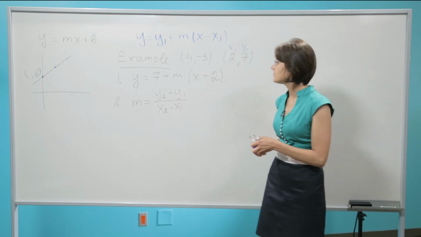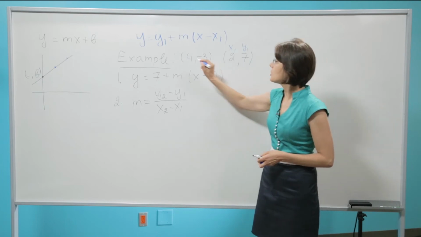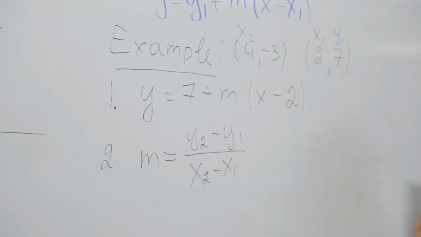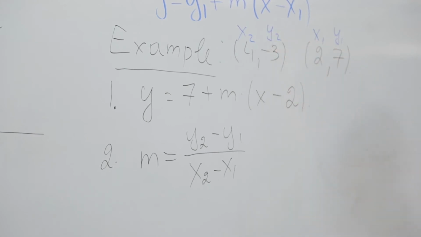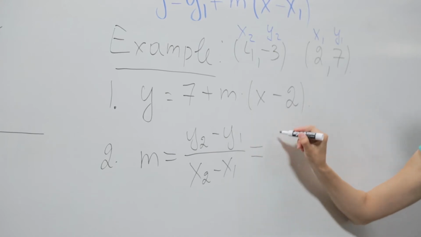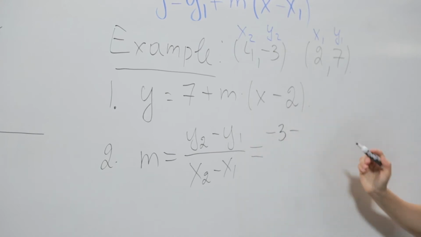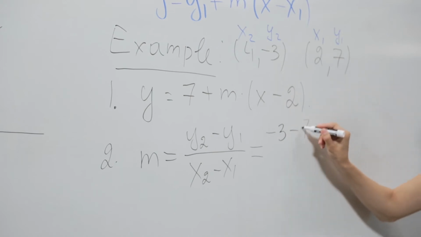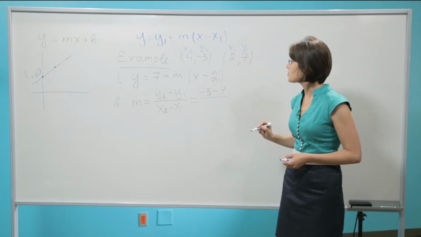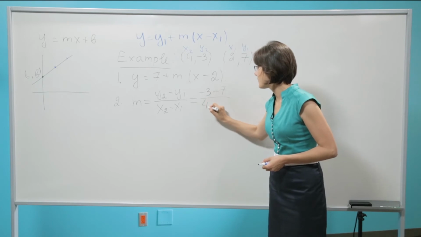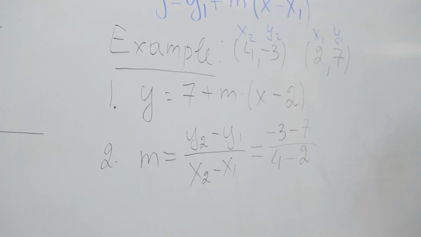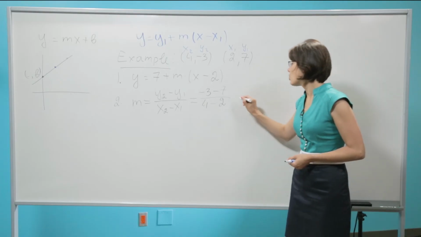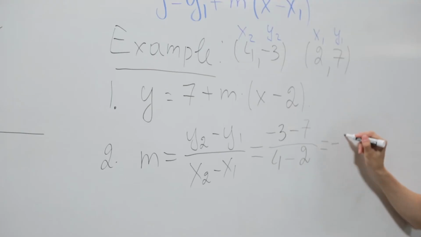So I just plug in the coordinates of my given points. I have x2 coordinate, which is 4, and y2 coordinate, which is -3. Let me plug it in. So we have y2, which is -3, minus y1, which is 7, divided by x2, which is 4, minus x1, which is 2. If we compute, we obtain that the slope m is equal to -5.